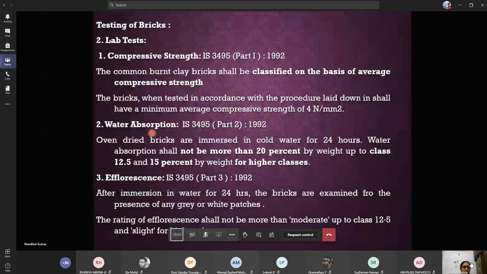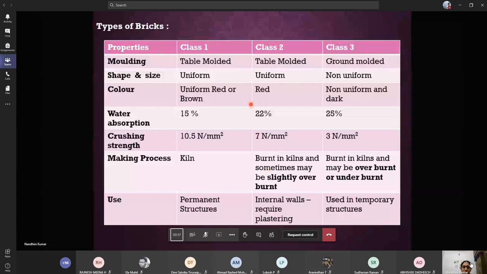And water absorption. You will be testing 3 samples there and take the average of it. Water absorption is based upon the same IS code, Part 2. Oven-dried bricks are immersed in cold water for 24 hours. Water absorption shall not be more than 20% by weight up to class 12.5 and 15% by weight for higher classes. Here we saw already that it is more than 20%: class 2 is 22% and class 3 is 25% water absorption. So these both are not reliable to use for permanent structures.